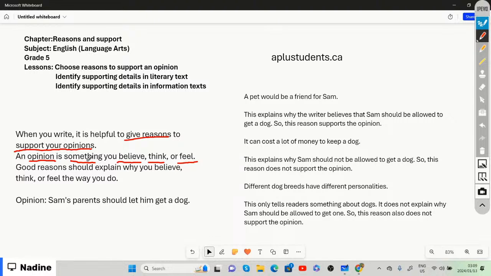And for example, an opinion, right? Sam's parents should let him get a dog. So Sam's parents should let him get a dog, right? So that is someone's opinion. Someone's opinion is where they are saying that Sam's parents should let him get a dog. So now, when you say something like Sam's parents should let him get a dog, then you need to give good reasons to support why you are saying whatever you are saying.